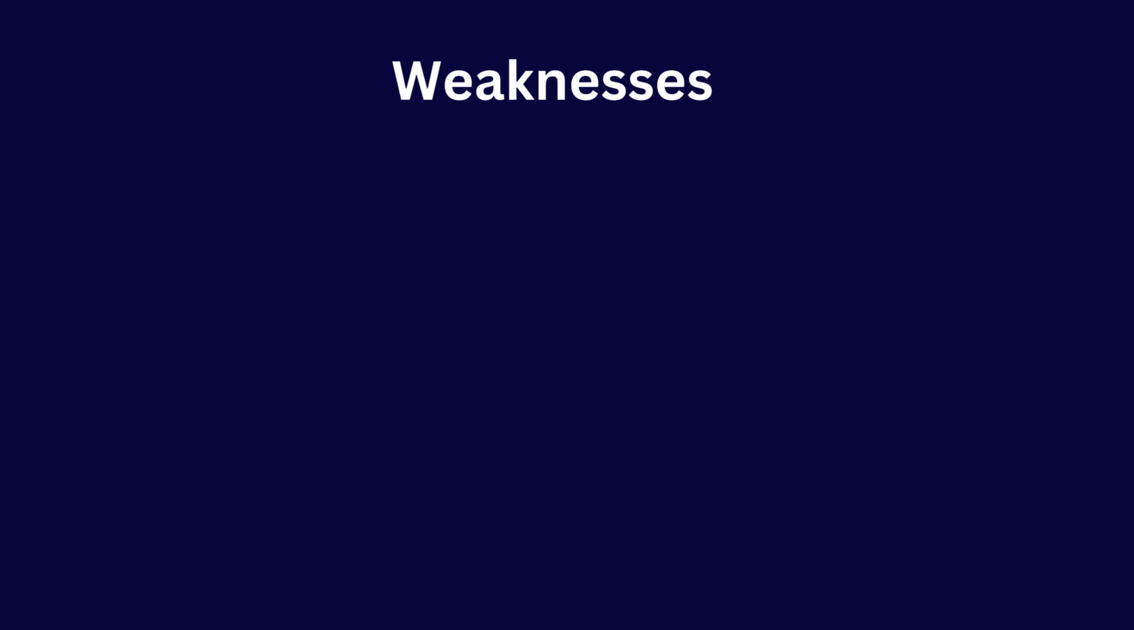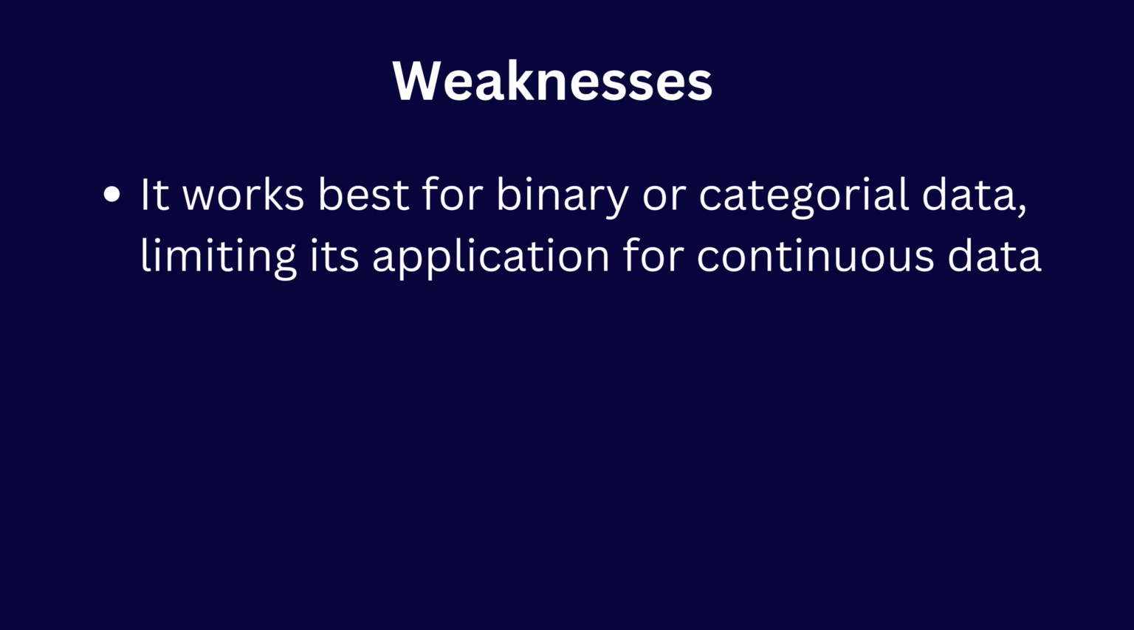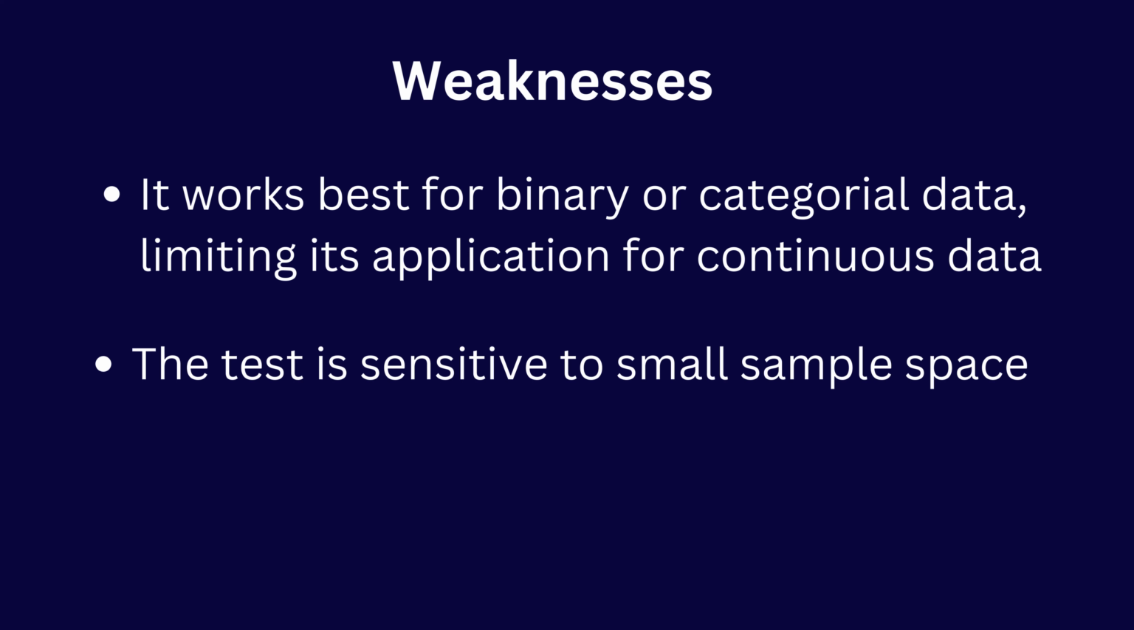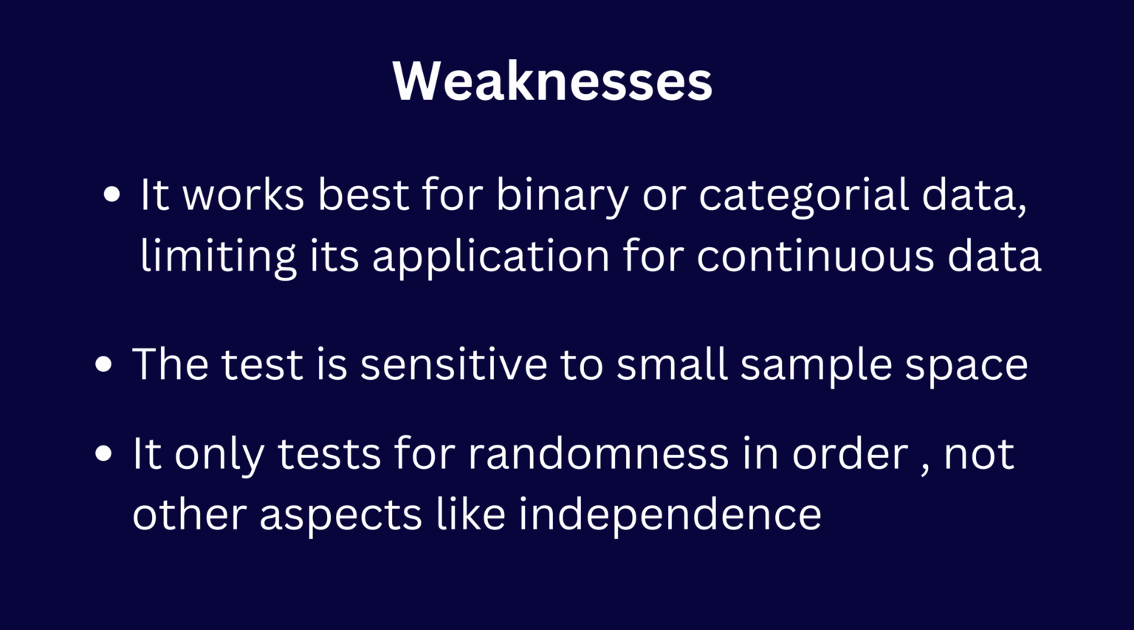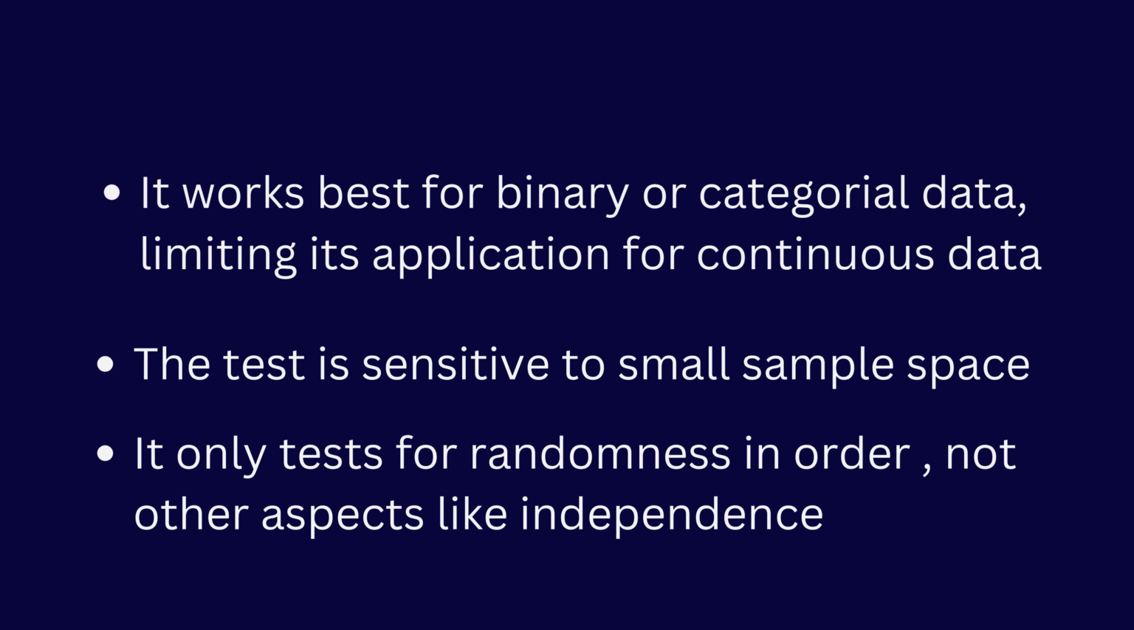Like any test, the runs test has its weaknesses. Binary requirement: it works best for binary or categorical data, limiting its application for continuous data. Sensitivity: the test is sensitive to small sample sizes, which can lead to less reliable results. Randomness scope: it only tests for randomness in order, not other aspects like independence. Remember, it is important to understand these limitations before applying the test.